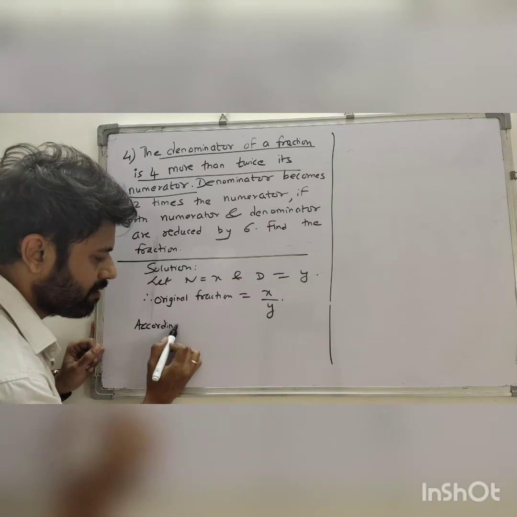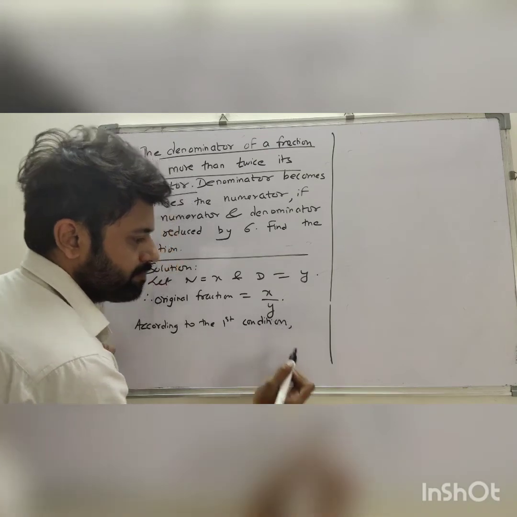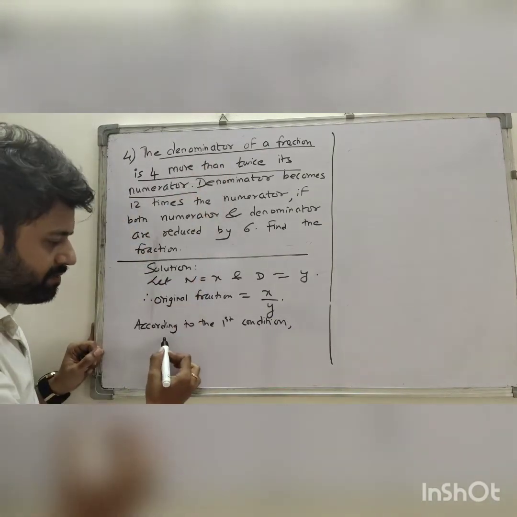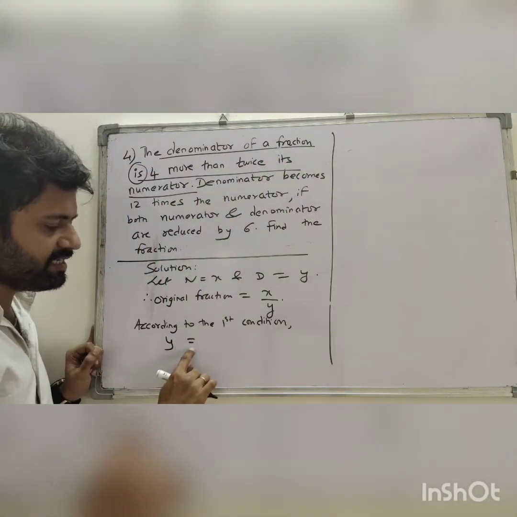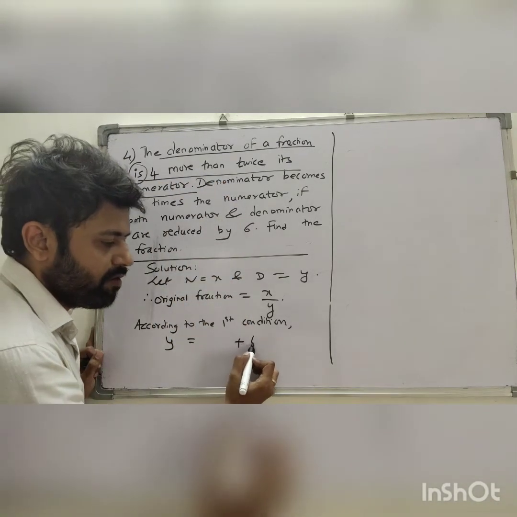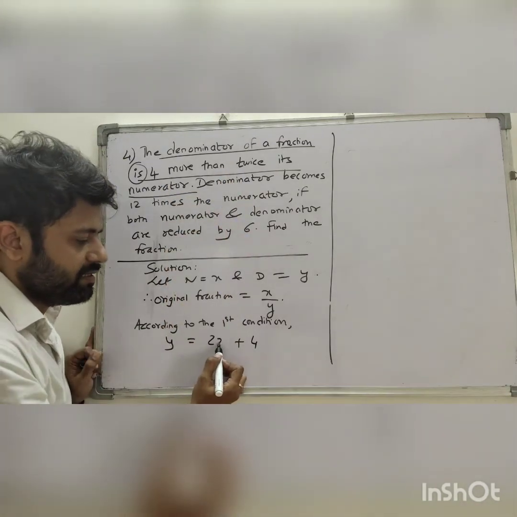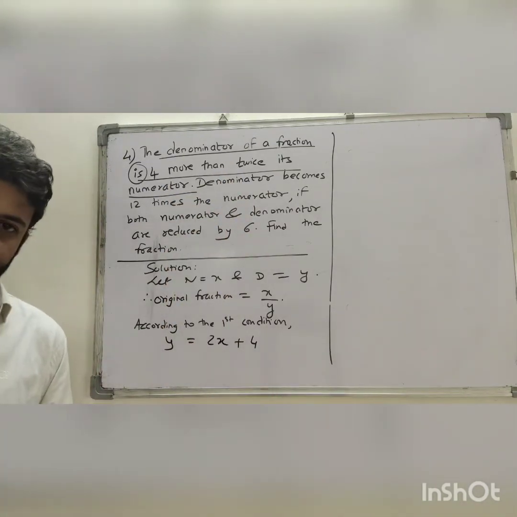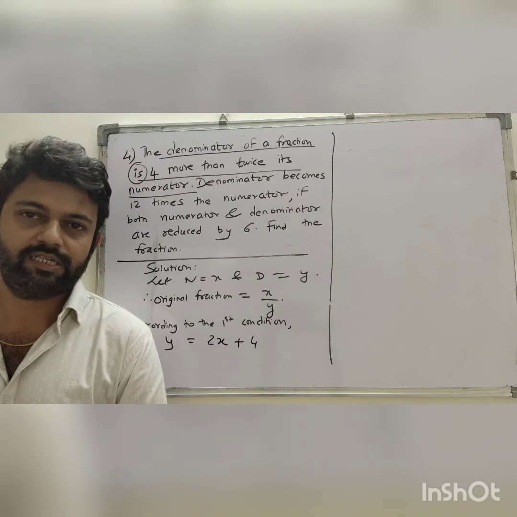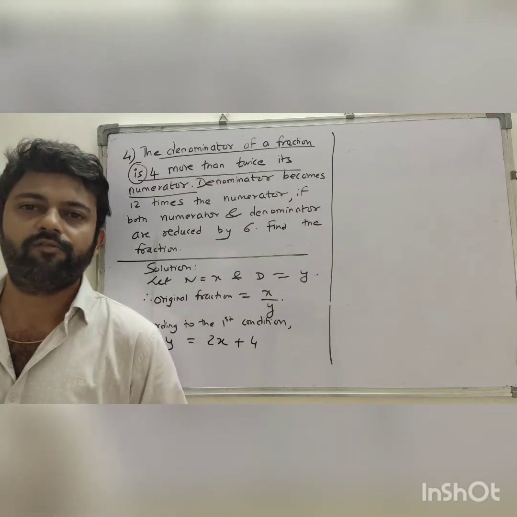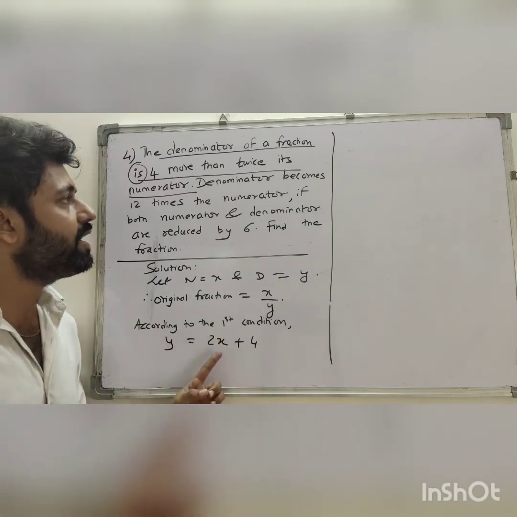According to the first condition, the denominator of a fraction is 4 more than twice its numerator. This is how you have to form it. Repeating, look at me. The denominator of a fraction is 4 more than twice its numerator.